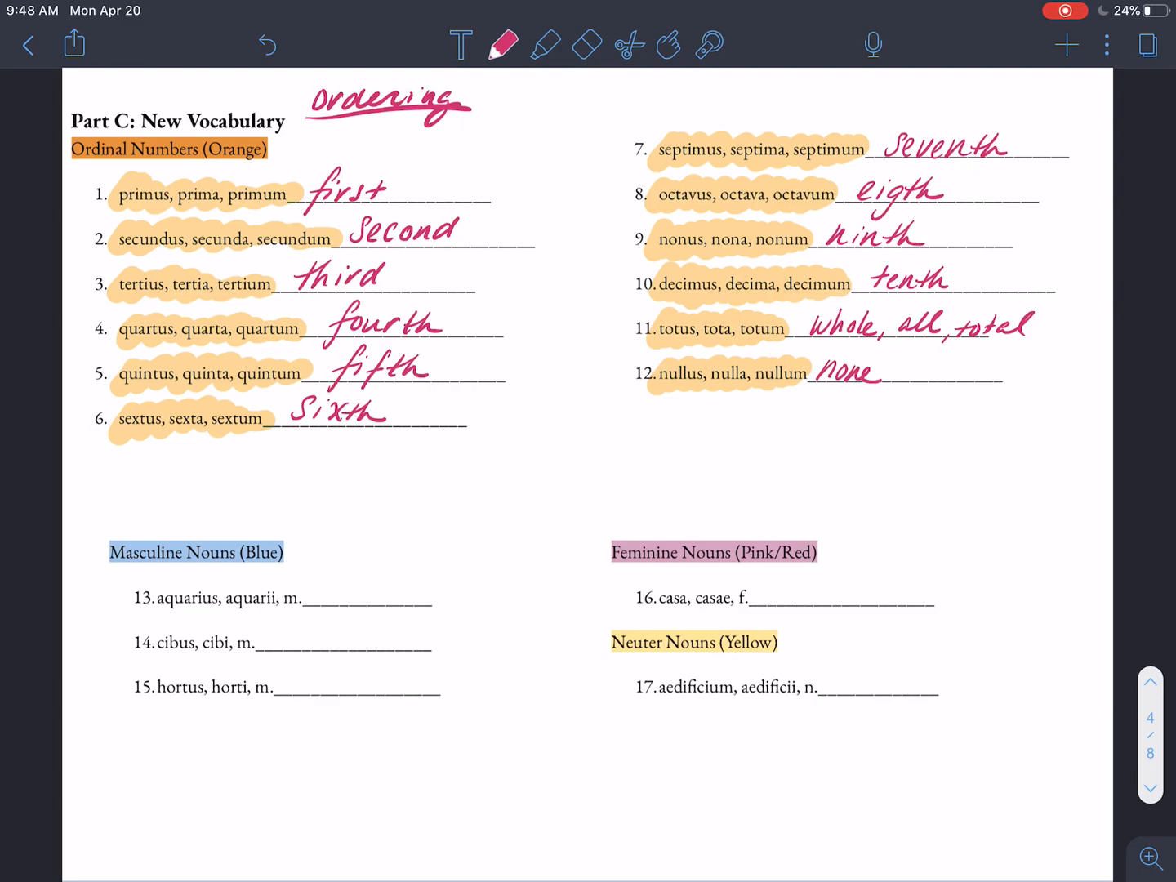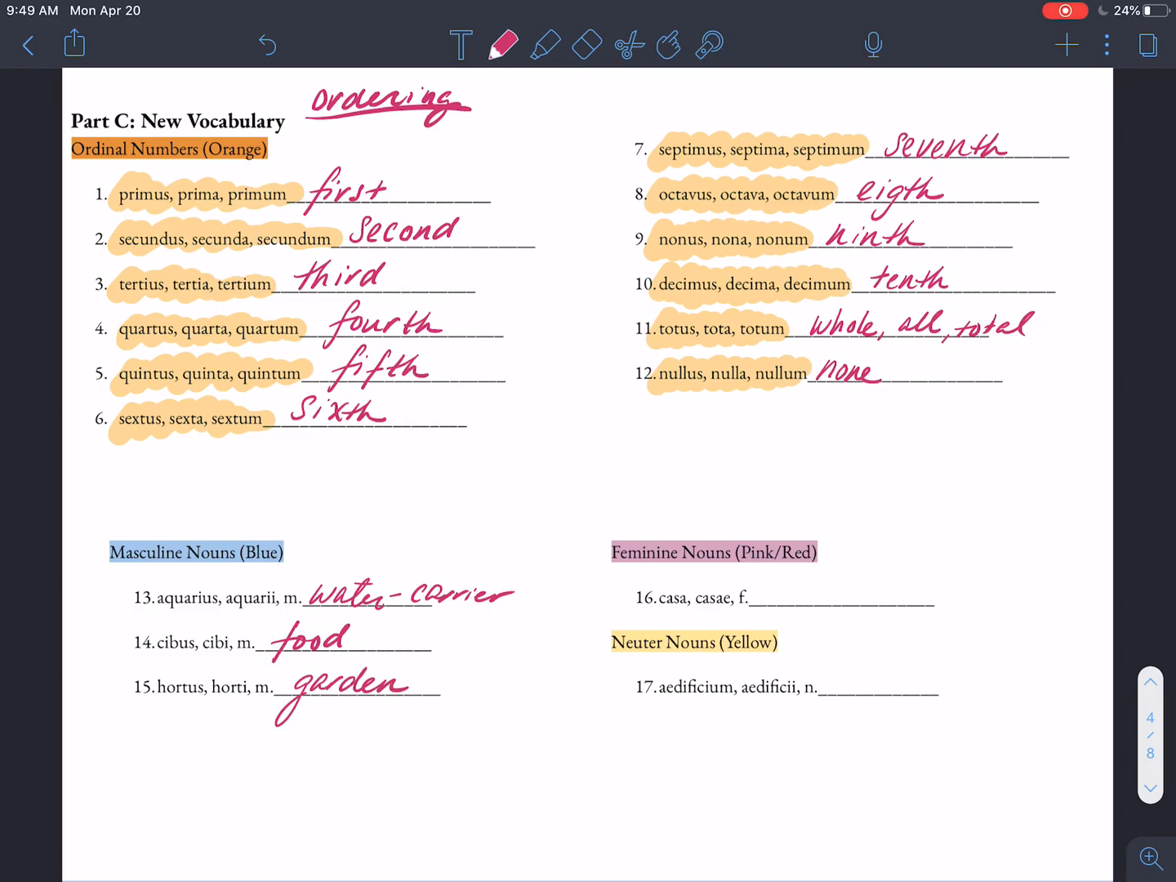Now, we're going to do our nouns. We only have 5 of them this week. Let's start with our masculine. Please repeat. Aquarius, aquarii, masculine. That's a water carrier. Next, please repeat. Quibus, quibi, masculine. That's food. And finally, please repeat. Hortus, horti, masculine. That's a garden.